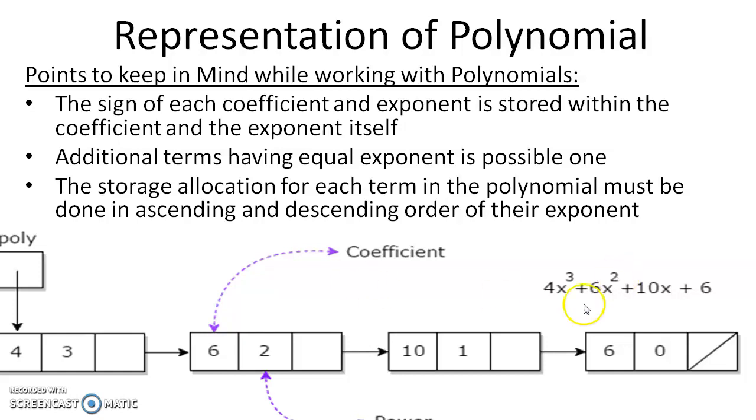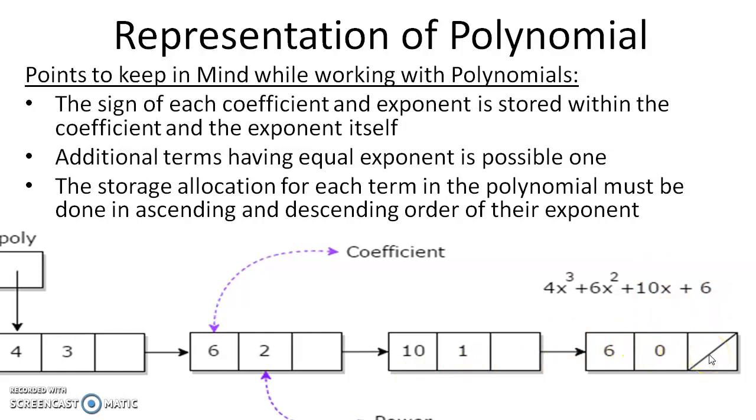The polynomial is represented in this manner. As an example, consider 4x cube plus 6x square plus 10x plus 6. The 4 and the 3 are the terms of this particular node, so the node is represented as 4 and 3. The next term is 6, the coefficient, and 2, the power, so 6, 2. And 10 x power 1 is represented similarly. The constant 6 we write as 6 into x power 0, so 6, 0.